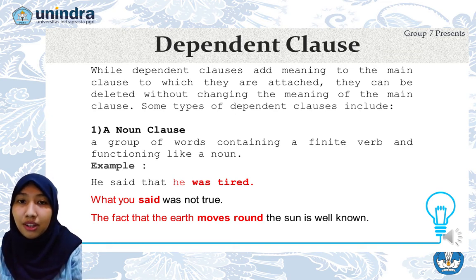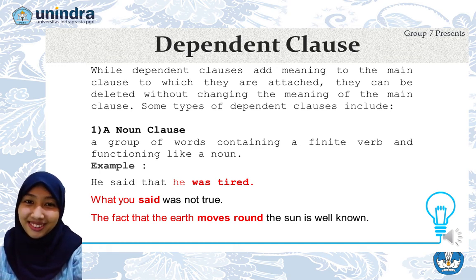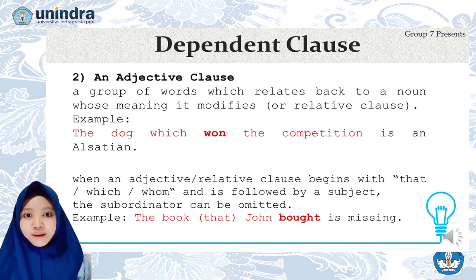Okay, thank you. Next will be explained by Mella Ayuningrum. Thank you, Delaila. I am Mella Ayuningrum. My NPM is 2020-12500-773. I would like to explain about dependent clause. 2. An adjective clause. A group of words which relates back to a noun whose meaning it modifies, or relative clause. Example number 1. The dog which won the competition is an Alsatian.